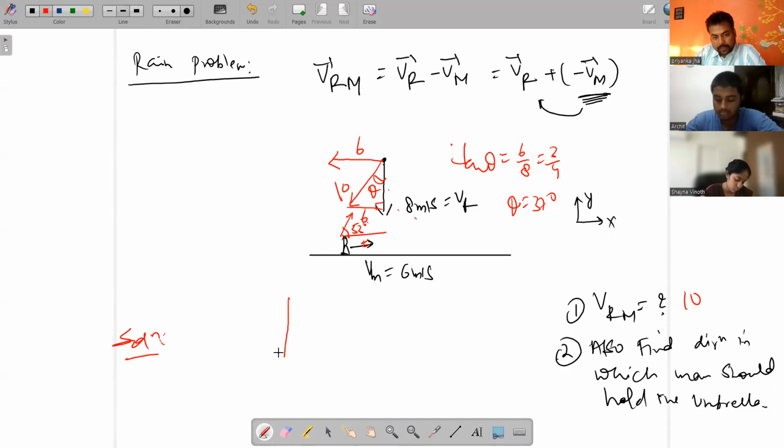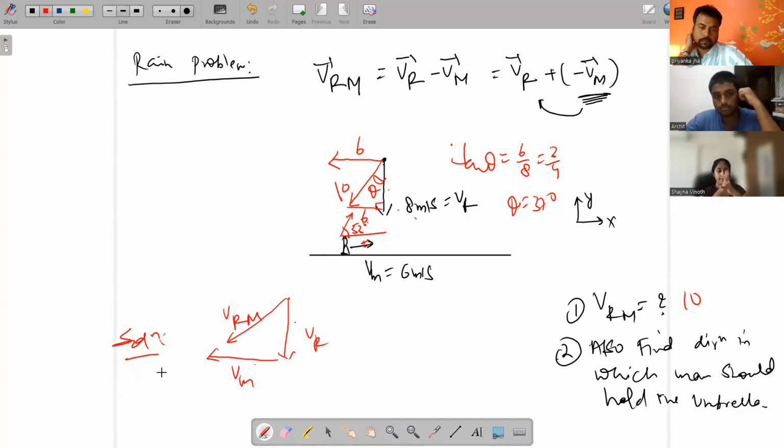Then rain is falling like this, man is going right. So reverse the direction of man velocity. This is V. If you do vector addition, this plus this would be what? That is the velocity of rain with respect to man. Got it, sir. So analyze the situation in the frame of man.